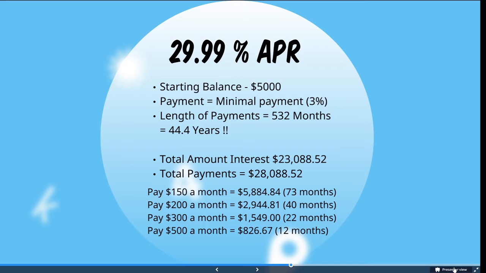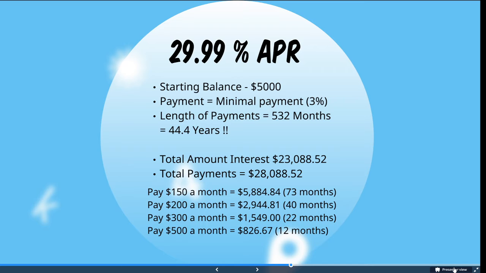Now, instead of making the minimal payment each month, if you made a fixed payment of $150 each month, that total amount of interest goes from $23,000 to $5,884. And if you paid $200 each month, you would pay basically half the amount of interest, $2,944, and it would take you 40 months to pay off your total balance.